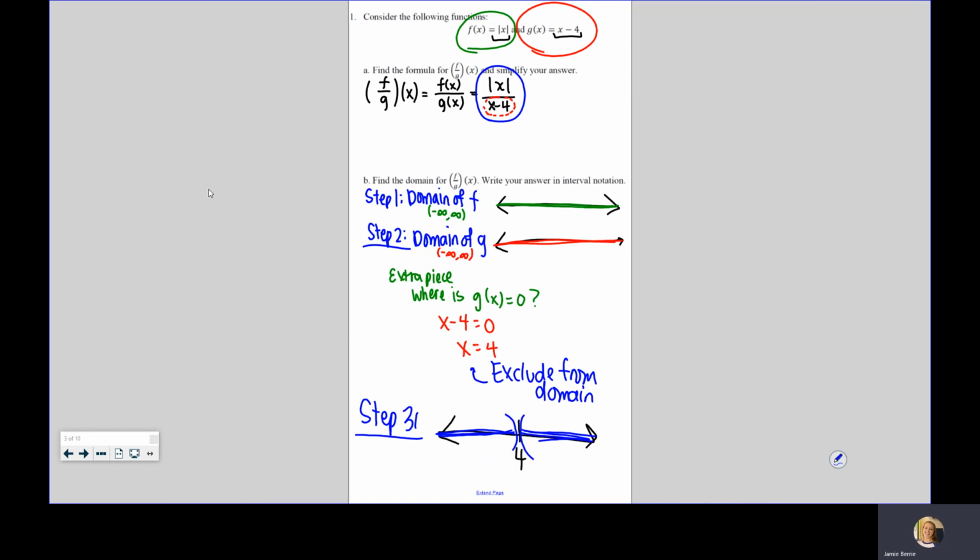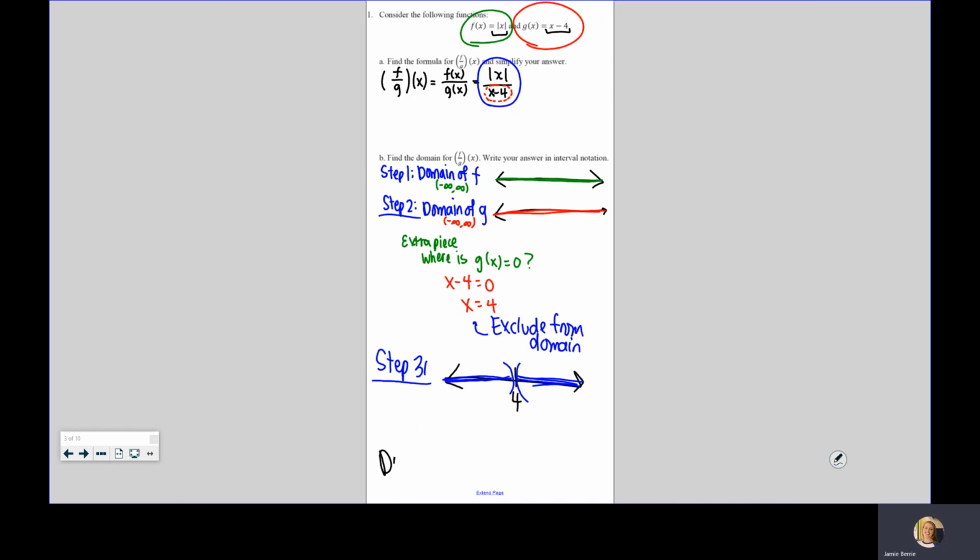So now we just need to put this in interval notation. So the domain starts over here at negative infinity. Remember, we're always reading these left to right. So we go from negative infinity to 4. Do y'all remember how we represent that little gap? Yeah, the union. Good job. Then we pick back up at 4, and we go all the way to positive infinity. All parentheses here.